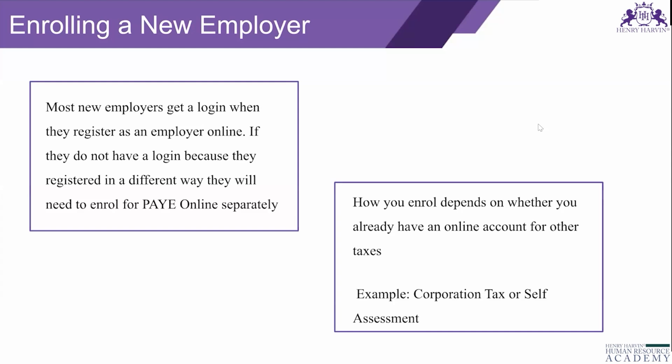Separately they have to request that account by sending the details they received manually, so they will receive a pay online account separately. How you enroll depends on whether you already have an online account for other taxes. If there is already an account for something like corporation tax or self assessment that the employer does, then at that time they can see if they can merge that account with the online pay account.